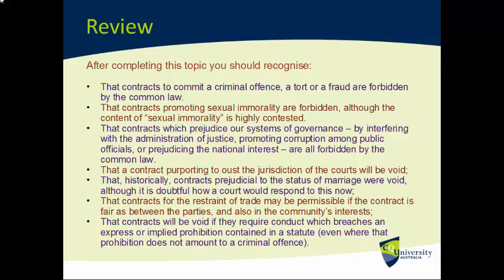Contracts for restraint of trade are the most interesting ones because they're permissible but only if the contract is both fair as between the parties and also in the interests of the community. And finally, contracts are void if they require conduct which breaches either an express or an implied prohibition contained in a statute. Guess what? That means we're done. We're done with vitiation of contracts.